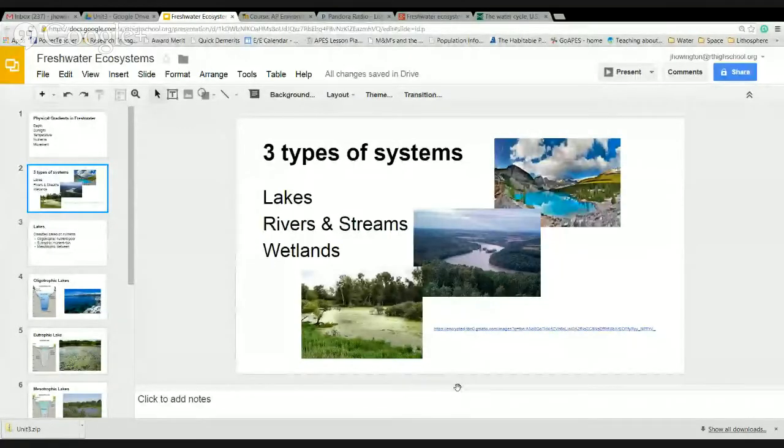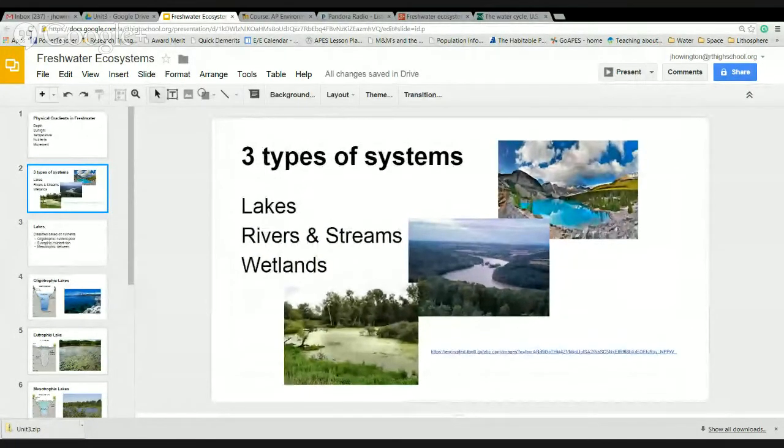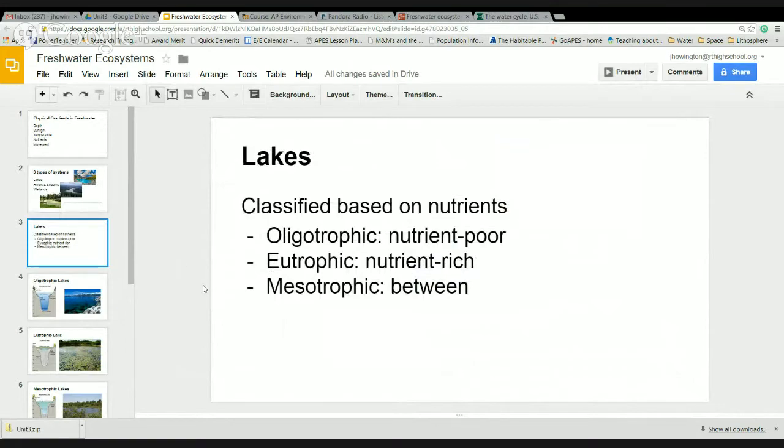We are going to talk about the specific ecosystems. There are three types of systems that we're going to talk about in freshwater. We have lakes, as you can see up here, rivers and streams, and wetlands. Lakes are generally greater than 2 meters deep. They are naturally occurring bodies of fresh water, and they are still. They are not moving.